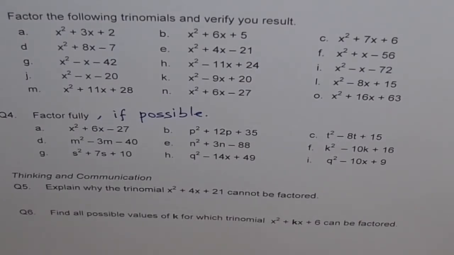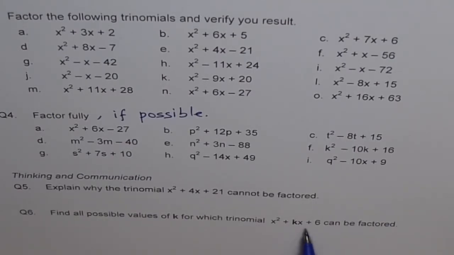Now, the last question, question number 6, is: find all possible values of k for which trinomial x square plus kx plus 6 can be factored. So k can have many different values. For example, you need product as 6. Factors of 6 are 1 times 6. When you add them, you get 7. So k could be 7. Another set could be 2 times 3 is 6. When you add them, 2 plus 3 is 5. So this could be 5.